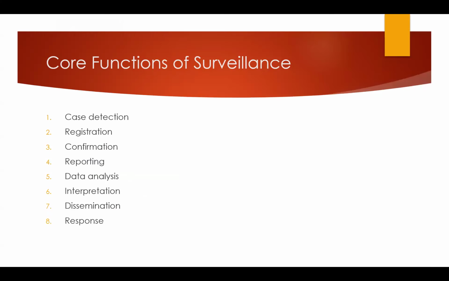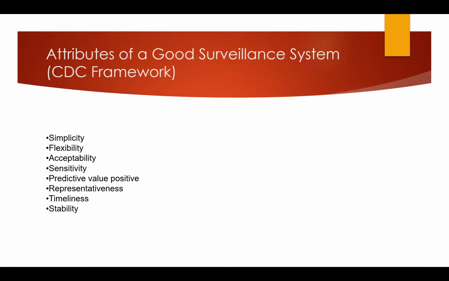So, the core functions of surveillance are case detection, registration, confirmation, reporting, data analysis, interpretation, dissemination, and response. Attributes of a good surveillance system according to the CDC framework are simplicity, flexibility, acceptability, sensitivity, positive predictive value, representativeness, timeliness, and stability.